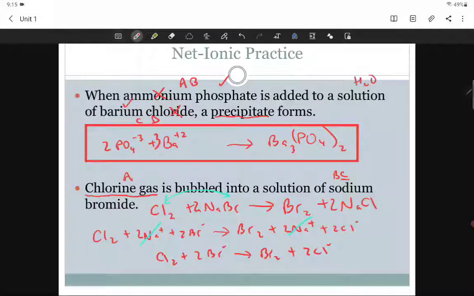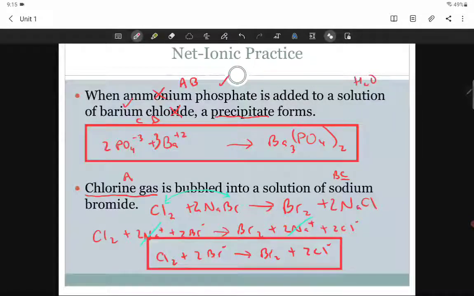And why again do people write net ionics? It's to show just the materials, the species that are actually being reacted in the chemical reaction. So if you look at the charges, charges will balance on both sides. So you have -2 charges on both sides. And all the atoms balance on both sides. So that satisfies the law of conservation of mass.